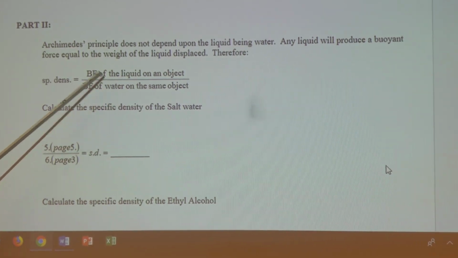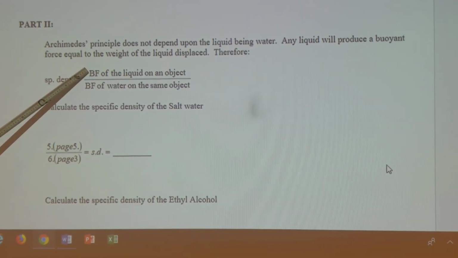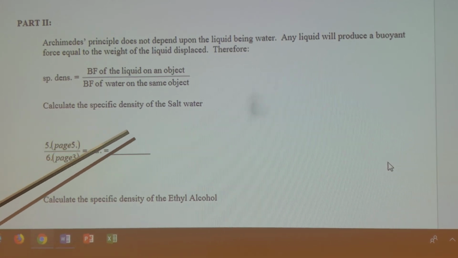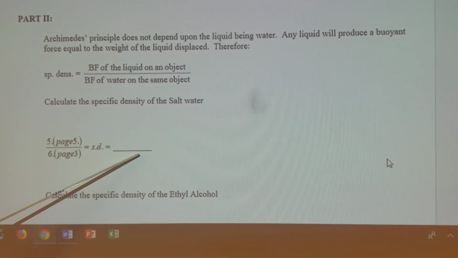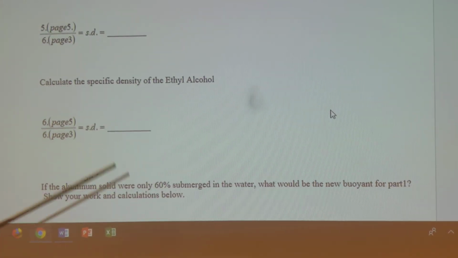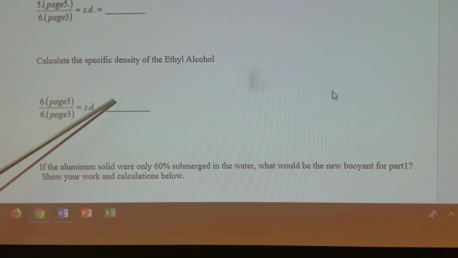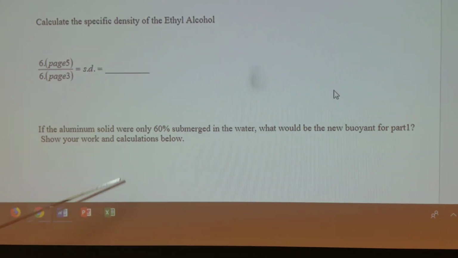So for salt water, the buoyant force in the salt water should be greater than in regular water. So the density, specifically speaking, is greater than 1. And for the ethyl alcohol, we calculate it, it will be less than 1. And you can answer this question.